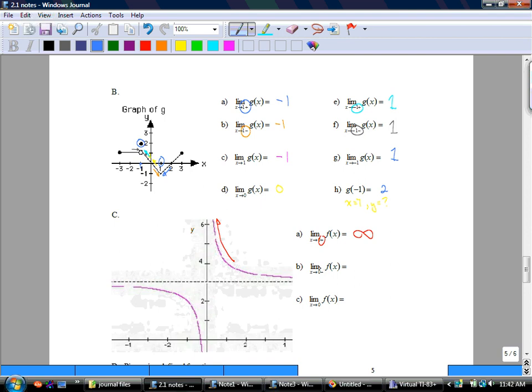Okay, B says start on the left-hand side of 0. Negative infinity. Are they the same number? No. Does not exist. So we'll finish it tomorrow. What's your homework for tonight? That practice test. Answers are posted. Yep.